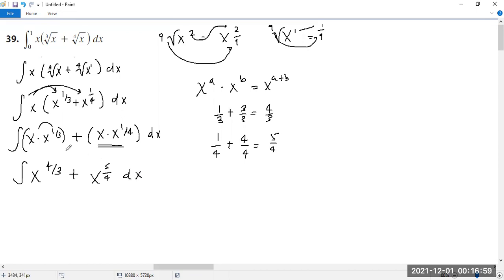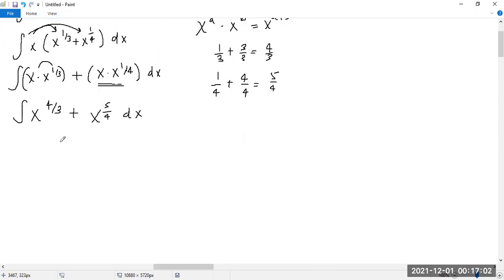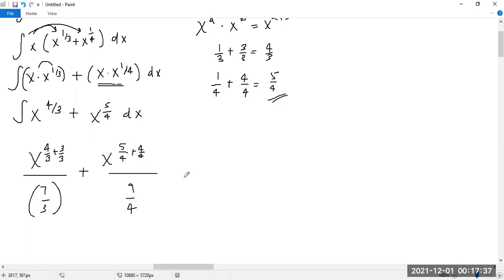And with that also in mind, now we can take the integral of this particular function, or of the integrand. And so we'll add 1 to the top and divide by whatever that top is. So we'll say x to the 4/3 plus 3/3, which is going to be 7/3, right? So we'll put that in the bottom, plus x to the 5/4 plus 4. So if we add 1 to that, we know that's 5/4 plus 4/4, right? And what that would be is 9/4. So what we have as an answer is x to the 7/3.